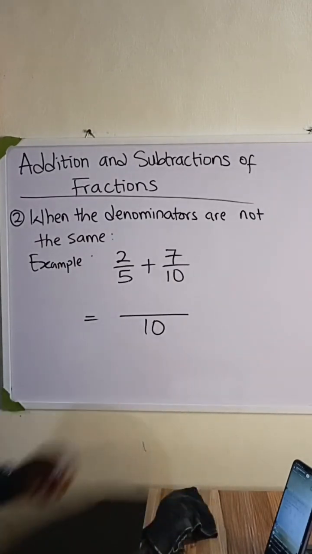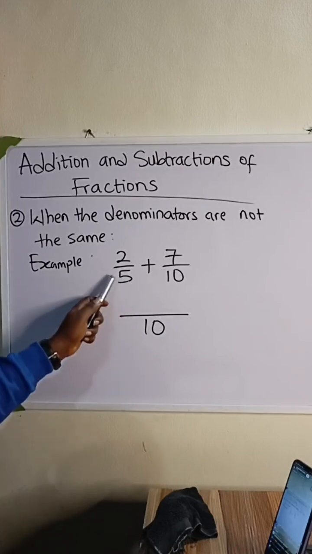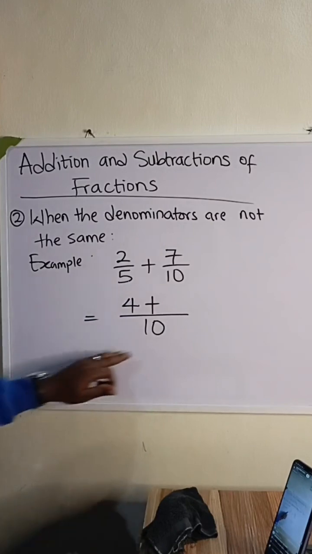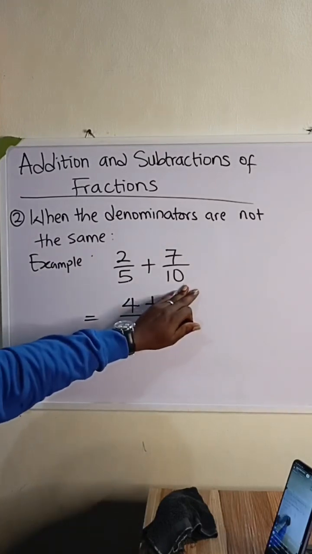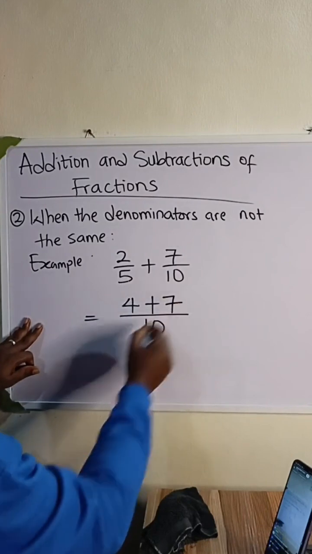Okay, so now we have 10. So 10 divided by 5 is going to give you 2. 2 times 2 is going to give you 4. Plus 10 divided by 10 is going to give you 1. 1 times 7 is going to give you 7.